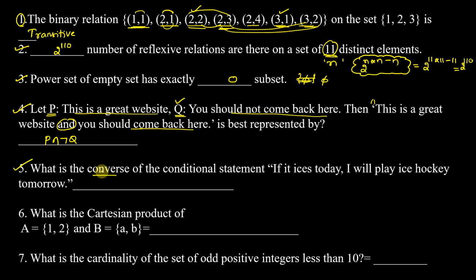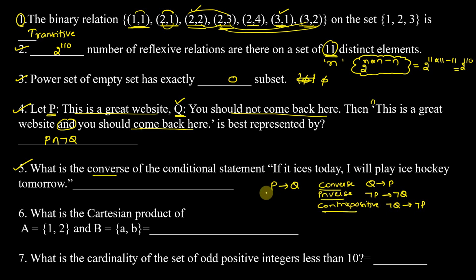Coming to the fifth question. What is the converse of the conditional statement? The conditional statement is P implies Q, and the converse of P implies Q is called Q implies P, and the inverse of P implies Q is called negation P implies negation Q. And we know that the contrapositive of P implies Q equals negation Q implies negation P. These are important things to remember. P implies Q has a converse, Q implies P, an inverse, negation P implies negation Q, and a contrapositive, negation Q implies negation P. What is being asked? What is the converse?